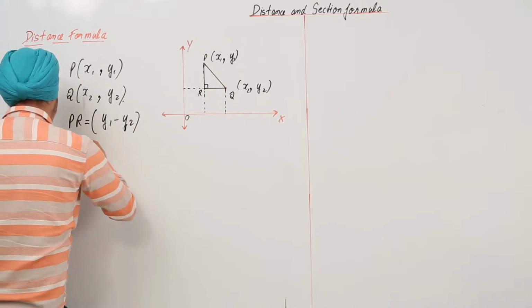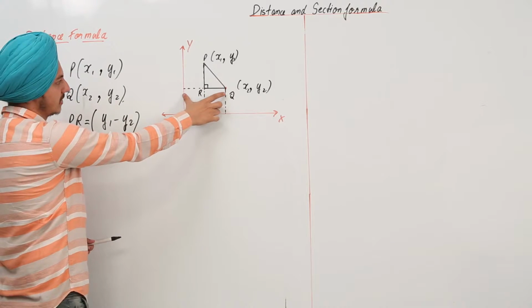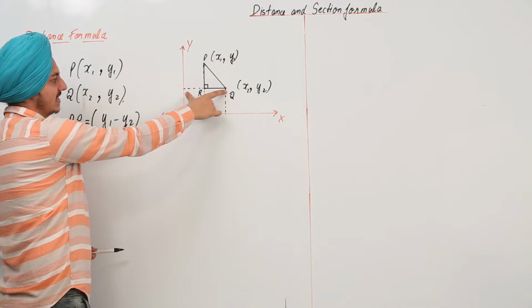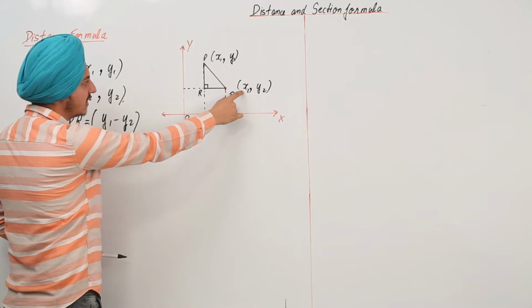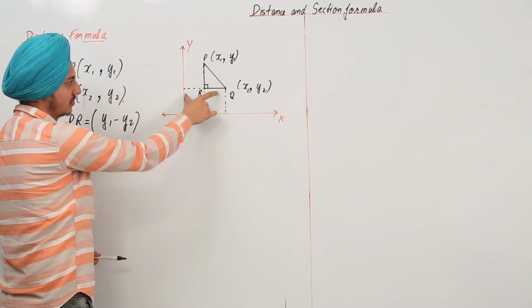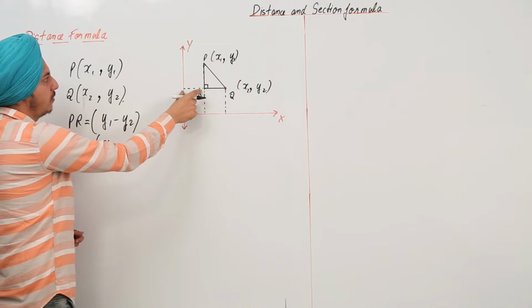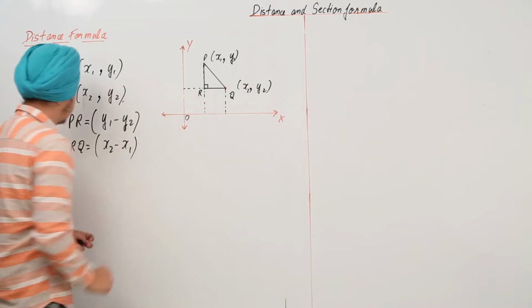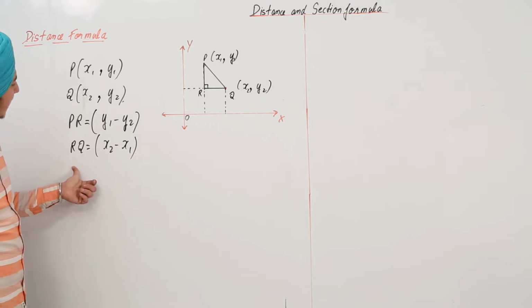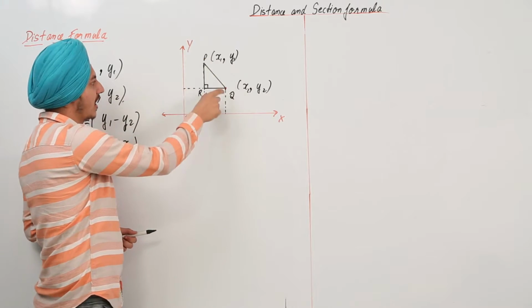And tell me now what is the distance RQ. What is this distance? The bigger one. This distance is equal to x2. Am I right? x2 is this distance, right? So this distance is x2 and this smaller distance is x1, right? So RQ is x2 minus x1. Now we know the distances PR and RQ.